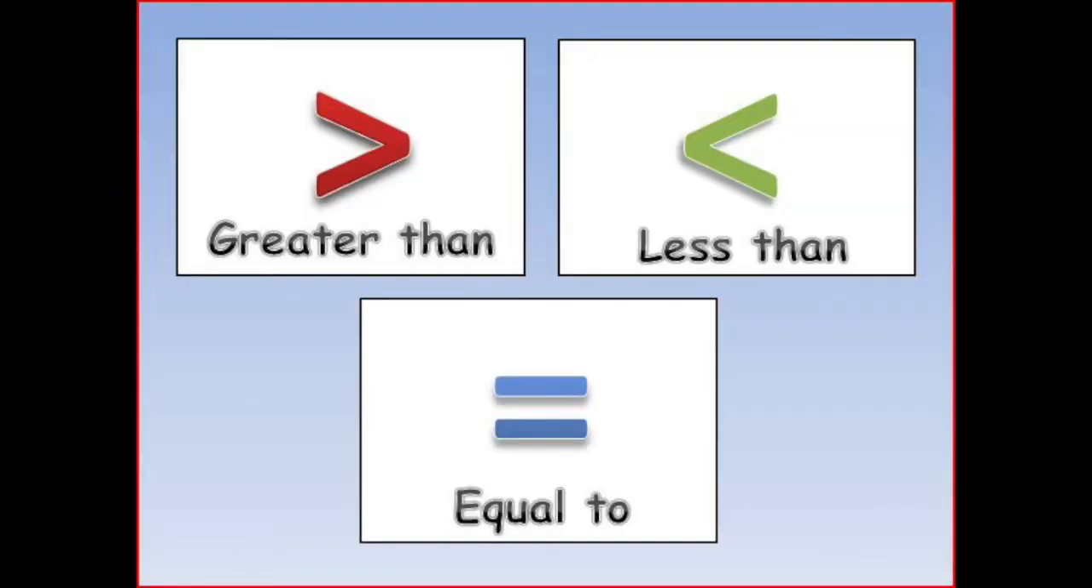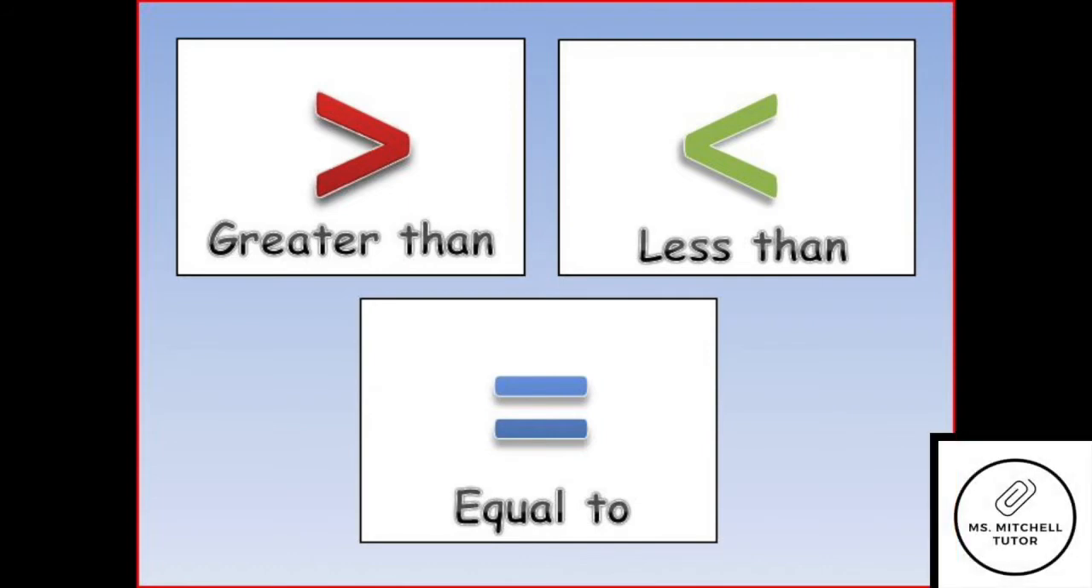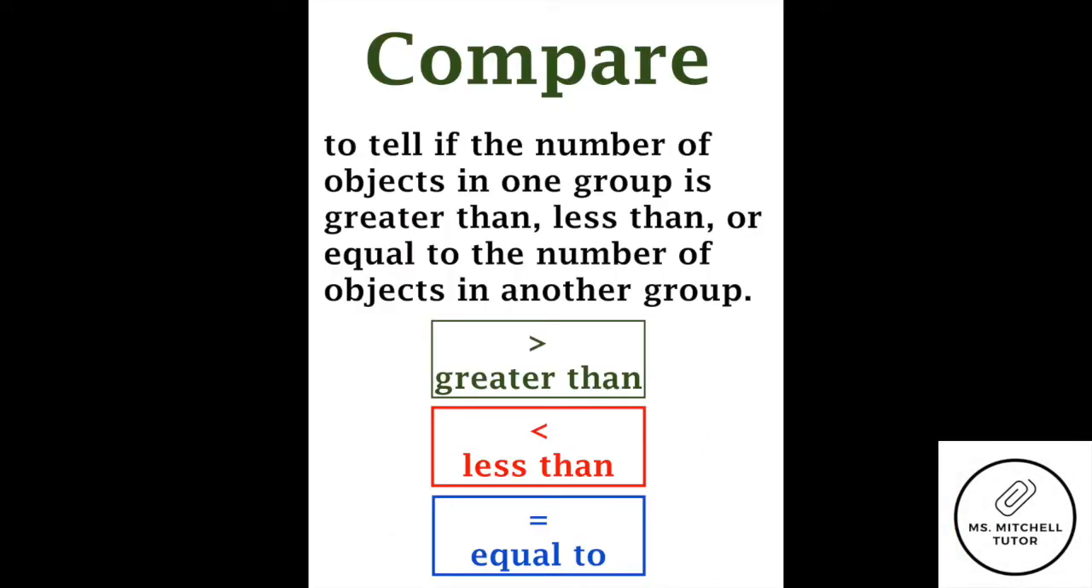Today I will teach you to tell if the number of objects in one group is greater than, less than, or equal to the number of objects in another group. This is called comparing. Compare means to tell if the number of objects in one group is greater than, less than, or equal to the number of objects in another group. We compare by using these three symbols: the greater than symbol, the less than symbol, and the equal to symbol.